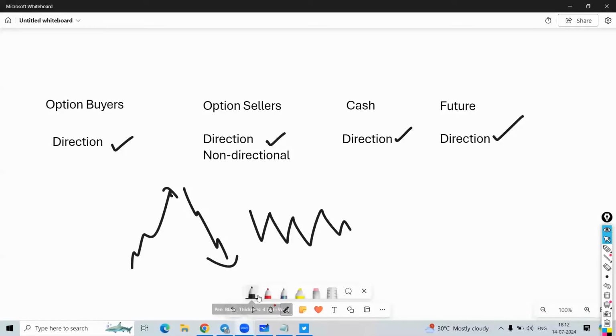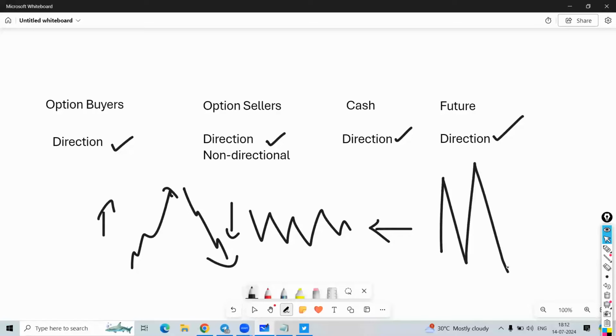Okay, so there are only three possible things. The market can go up, the market can go down, the market can stay sideways. And the fourth category, the market can do wild swings like this. These are the possibilities. Nothing is going to happen beyond this. Nothing will happen in the market outside this.